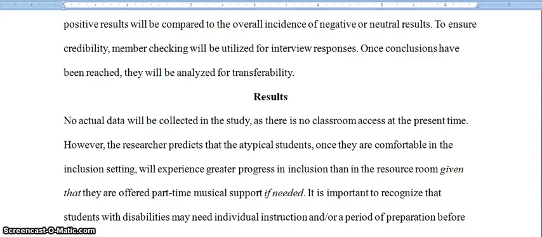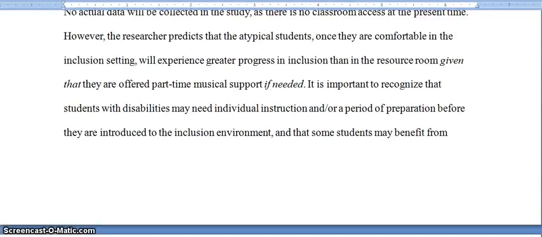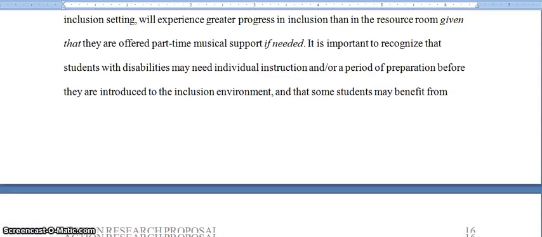And she said, although there was no actual data collected, she predicts that the atypical student, once they're comfortable in an inclusion setting, will experience greater progress in inclusion than in the resource room, given that they offer part-time musical support as needed. And remember, this student was trying to bring special needs students into a regular music classroom.